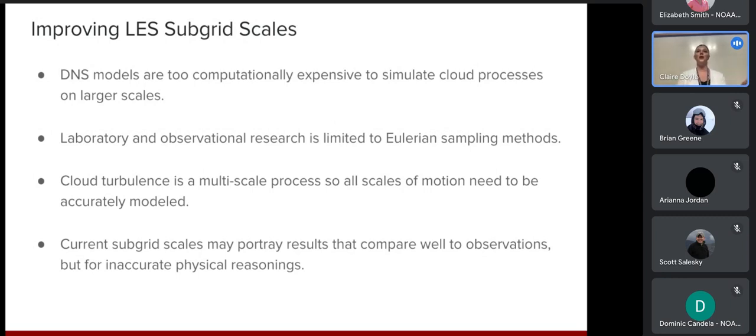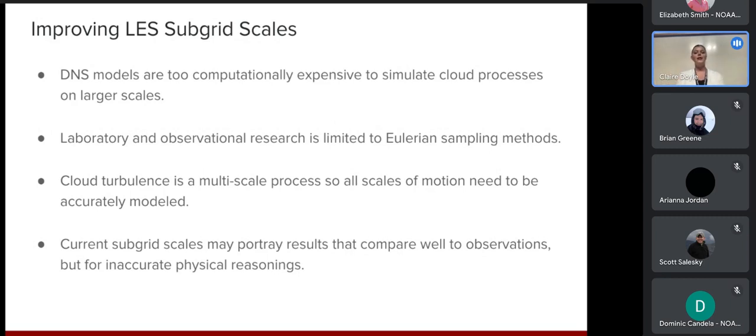Being able to model those small scale processes is really just the source of the problem though, because you have to accurately model those. As we see with large eddy hopping, I don't know if I mentioned this, but I should have. It's where you have a particle that is in this smaller scale eddy that then gets transferred to a larger eddy. And that's an important process, especially when we're considering LES, because if you're not fully or accurately resolving the small scales, you're not going to get accurate transfer of those particles to the large scale eddies that we do resolve. So there are current subgrid scale models that can portray results that align with other studies, but this may not be for accurate physical reasoning.